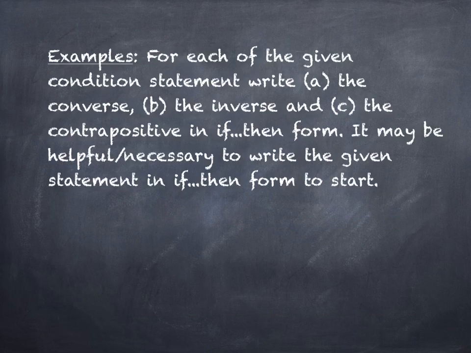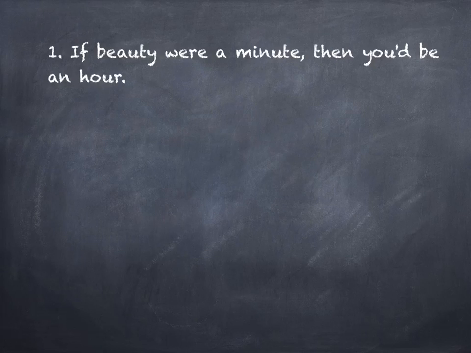All right. So our directions for this set, and these are listed in your notes too, say for each of the given statements, write the converse, the inverse, and the contrapositive. And then it has this little conditional statement there that says, it may be necessary or helpful to write the statement in if-then form to start. So the first statement that we have is already written in if-then form. So that second sort of statement at the very end doesn't apply to this one. But this is a statement that says, if beauty were a minute, you'd be an hour.